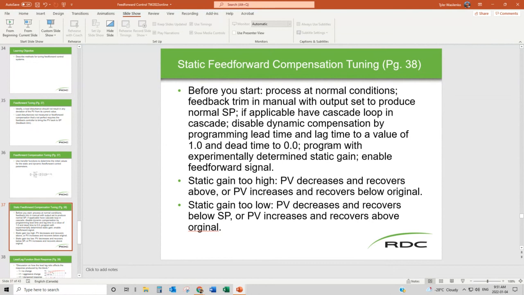So we start out with a number for static gain. We punch it in there. How do we know what's going on? We try it, we do a little test. If the static gain is too high, we can tell because the PV decreases and then recovers above, or the PV increases and recovers below the original value. That's one way to find out. If the static gain is too low, we will see that the PV decreases and recovers below the set point, or the PV increases and recovers above the original set point.